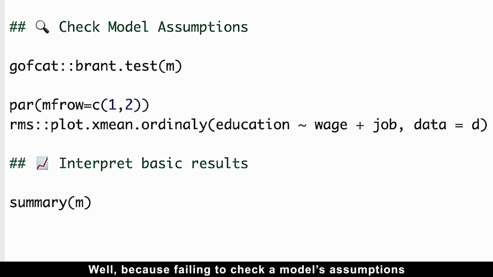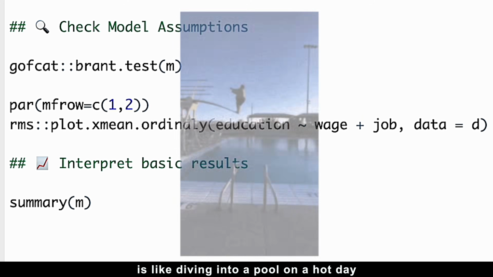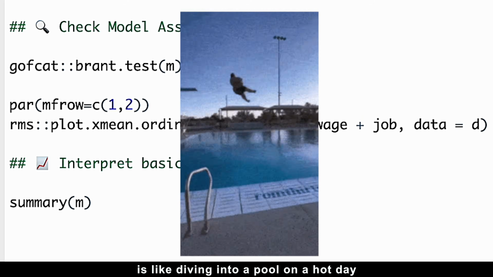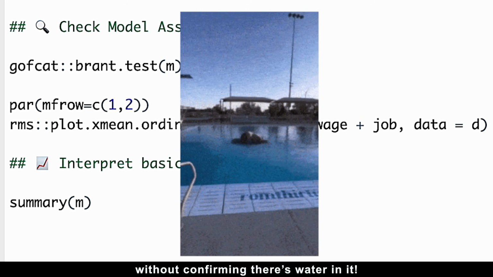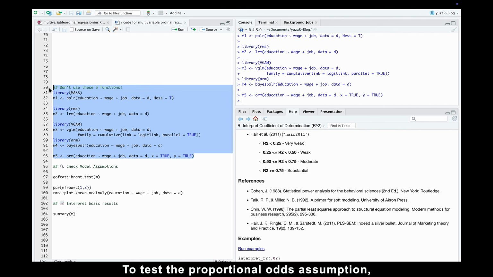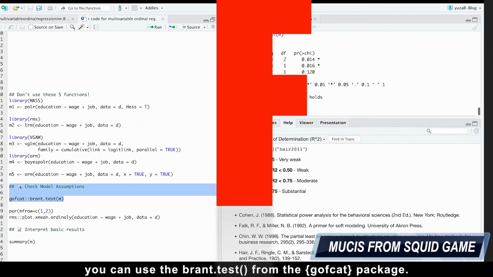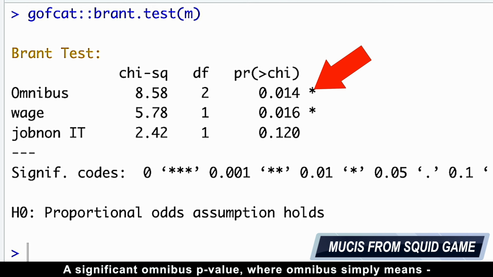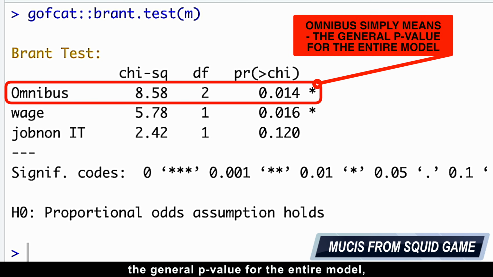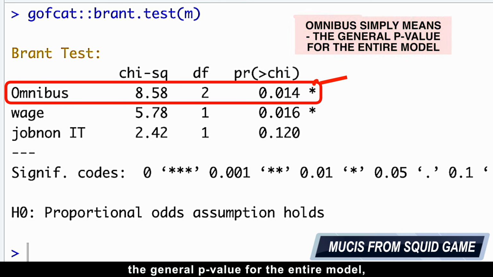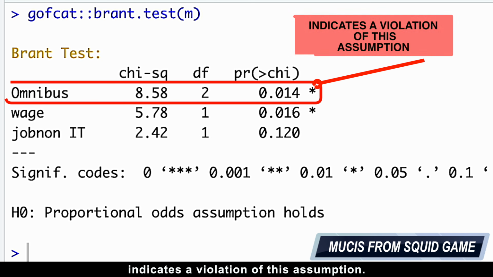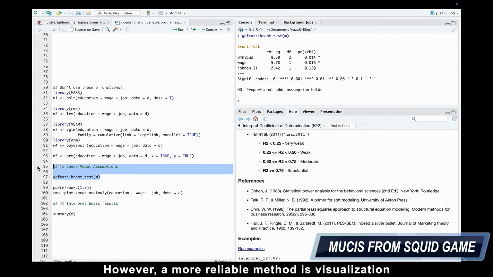Well, because failing to check the model assumptions is like diving into a pool on a hot day without confirming there is water in it. To test the proportional odds assumption, you can use the Brunt test from the GoFCut package. A significant omnibus p-value, where omnibus simply means the general p-value for the entire model, indicates a violation of this assumption.